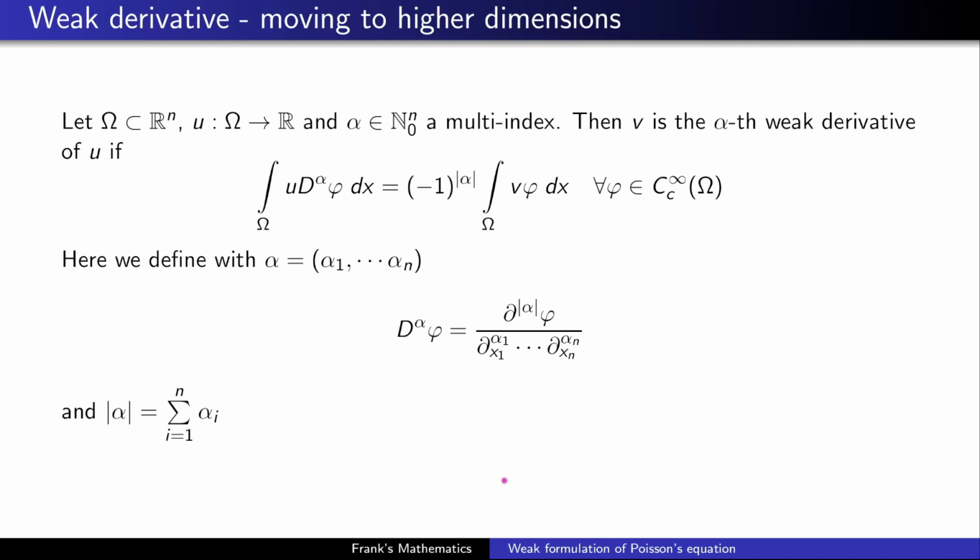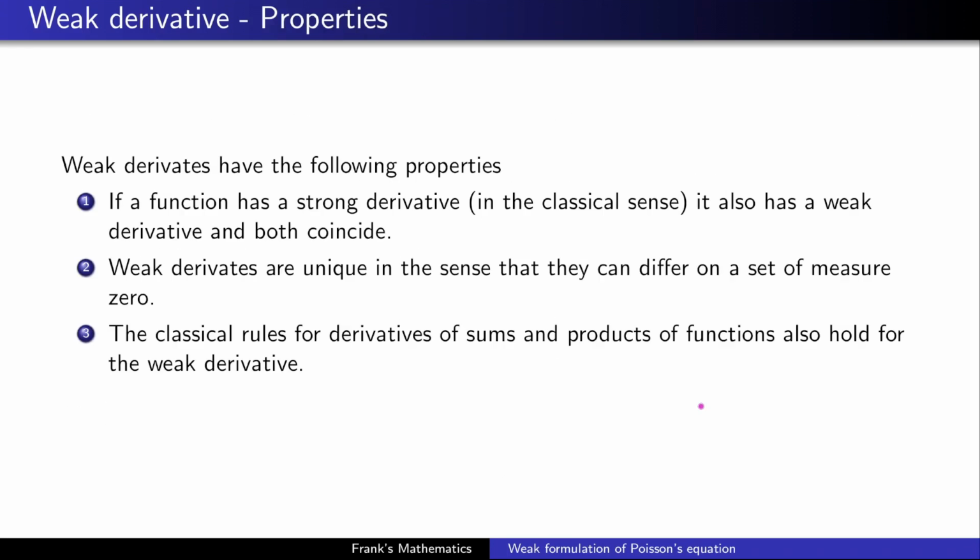Let's collect some properties of the weak derivative. It is clear, by definition more or less, that if a function has a strong derivative, so in the classical sense, it also has a weak derivative, obviously, and both coincide. Nothing spectacular here. More interesting is point number 2. Weak derivatives are unique in the sense that they can differ on a set of measure 0. We have seen this in the example of the derivative of our norm. So we have this V-shaped property, and it doesn't play a role which value you put at x equals 0, because this is a set of measure 0. So in the L^p sense, who cares? So they are unique in the following sense.